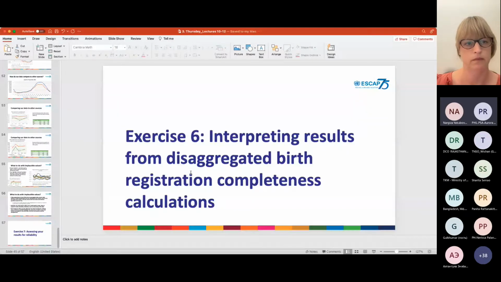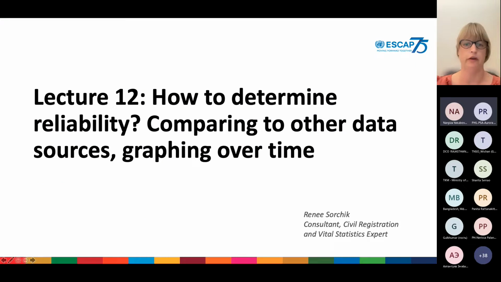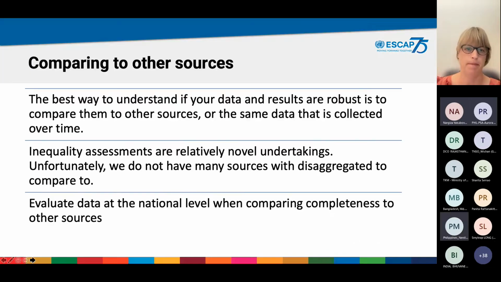Okay, if no other comments or questions, we will go on to our final lecture of the day, talking about how to determine data reliability. We just finished exercise 6 and now we're on lecture 12: comparing our data to other sources, and graphing our data over time.